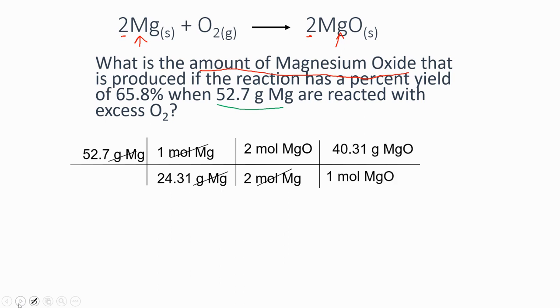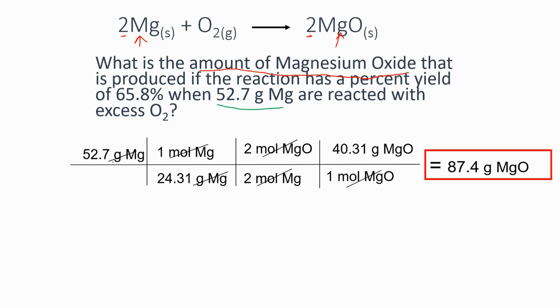So 1 times the mass of magnesium plus 1 times the mass of oxygen is 40.31 grams. Theoretically, we should make 87.4 grams of magnesium oxide from that 52.7 grams of magnesium.